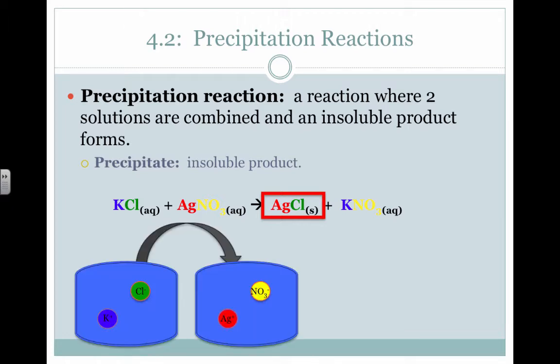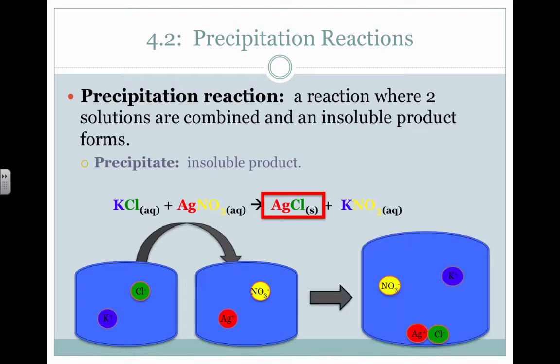Looking at this on the particle level, here we see the two solutions separately, KCl and AgNO3. Notice that in each case our ions are dissociated because they're aqueous solutions. When we combine these two solutions, the silver ions and the chloride ions will bond together and create a solid which will sink to the bottom. The potassium ions and the nitrate ions, however, will remain dissolved in solution.